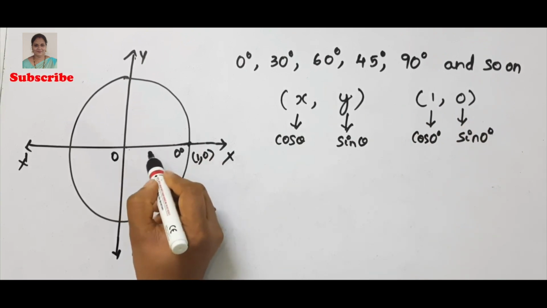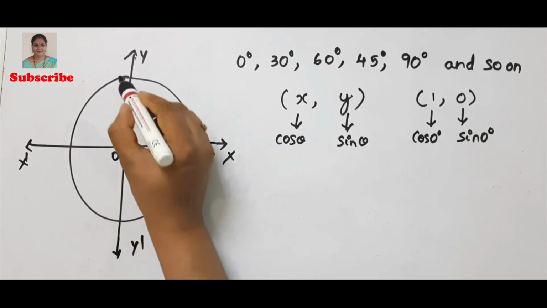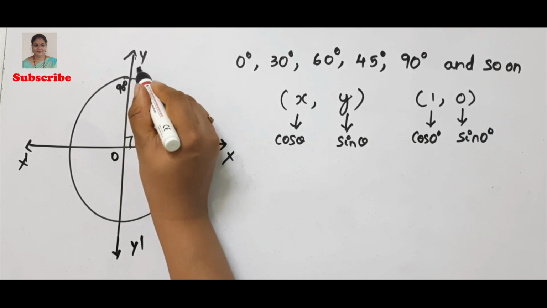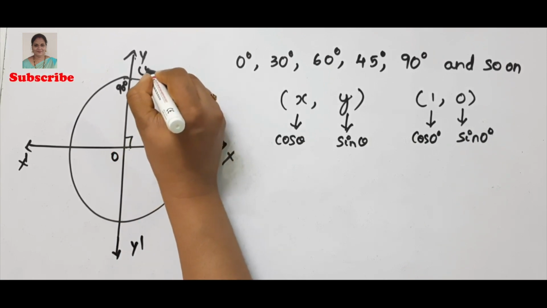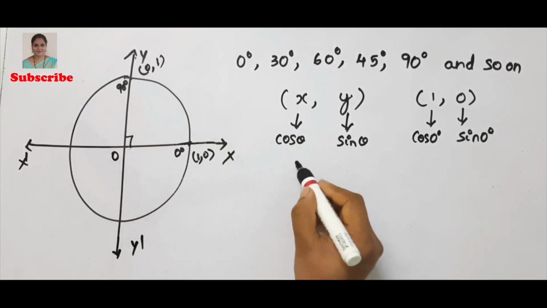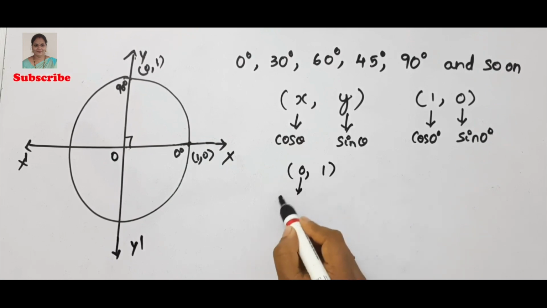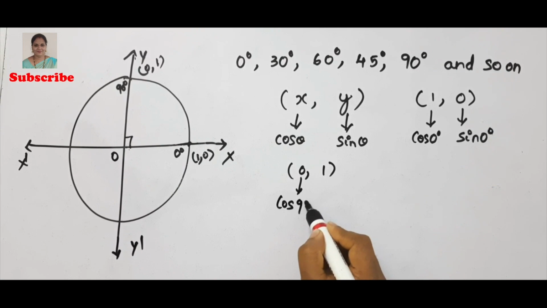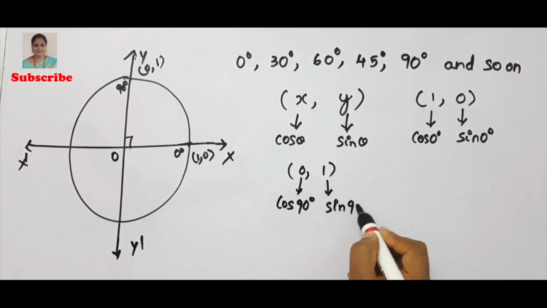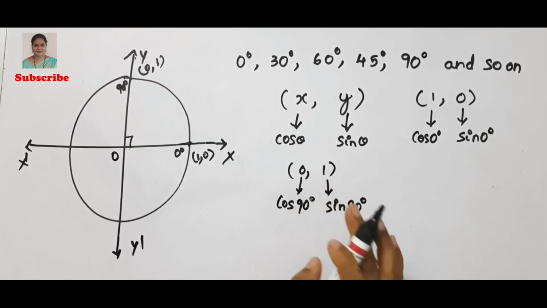Now, if you rotate this terminal ray to 90 degrees, so here it will be 90, is it not? Here the value of x is 0 and the value of y is 1. So in this ordered pair (0, 1) at 90 degrees, the x value is cos 90 degrees and the y value is sin 90 degrees.